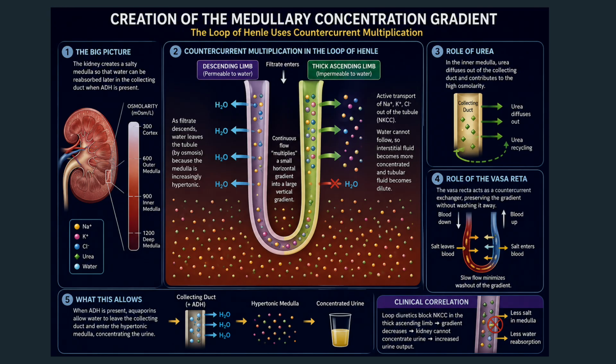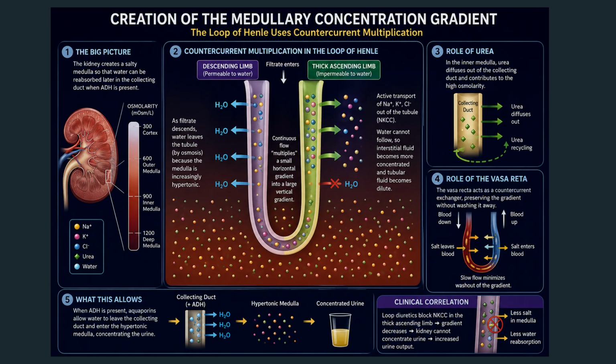This is called the medullary concentration gradient, and the structure primarily responsible for creating this gradient is the loop of Henle. The two limbs of the loop of Henle behave very differently. The descending limb is highly permeable to water, but it does not actively transport salt. The ascending limb is the opposite. It actively transports sodium, potassium, and chloride through the NKCC transporter, but it is impermeable to water. This difference is what allows the kidney to generate the gradient.